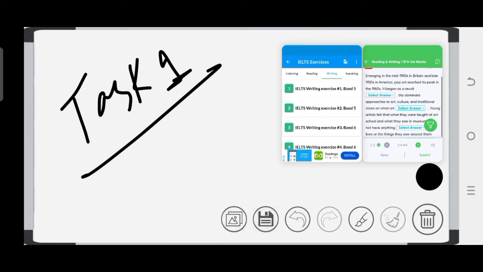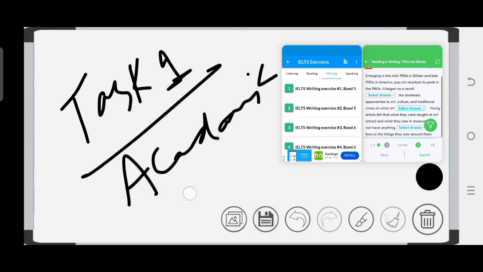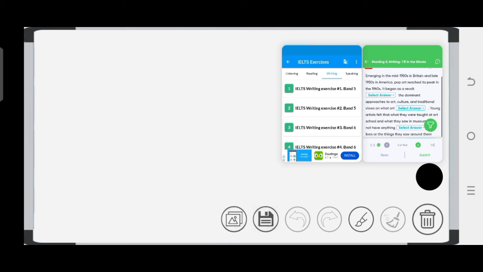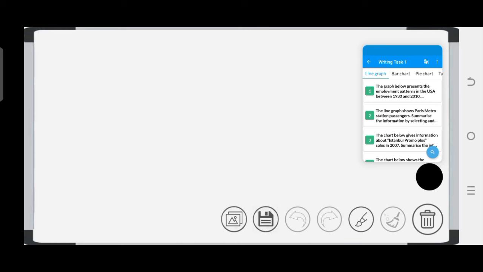So in task 1 academic, what you need to do is write about a graph. You are supposed to write a minimum of 150 words. Okay, so it is very technical writing. You need to have a functional style in writing it. Okay, so let me show you an example. So let's start.